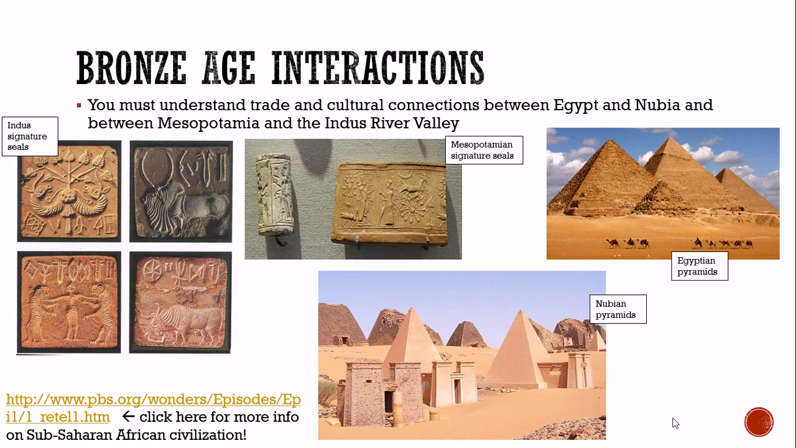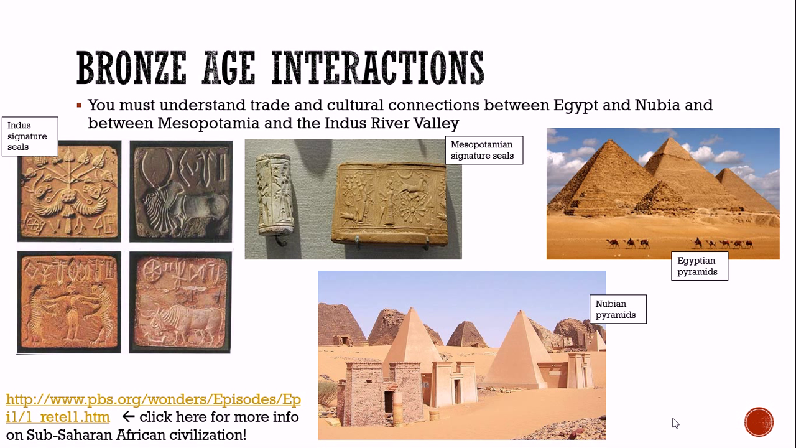There's the Indus River Valley. You can see their signature seals on the left. They traded through the Bab el-Mandeb, up the Red Sea, and all the way to Mesopotamia. Mesopotamian signature seals are on the right, and you can see that they're very similar to one another. Although, of course, the Indus River Valley has their own writing system. You can see it there on the seals, although we don't know how to read it, unfortunately.